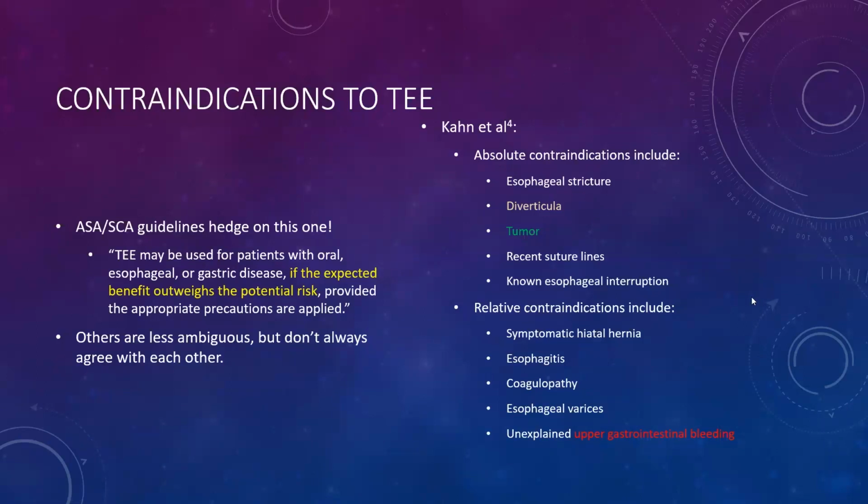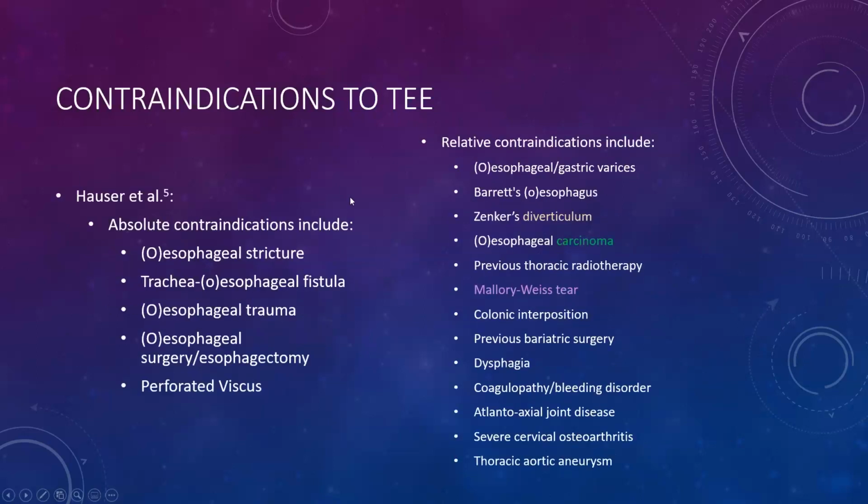At the same time, during liver transplants, for instance, it's pretty much our standard to use transesophageal echo, unless a patient has had extraordinarily recent banding of their varices and is extraordinarily coagulopathic. So another author, Hauser, obviously writing from somewhere in Europe due to the spelling of esophagus. Absolute contraindications. Sorry? Was there a question?